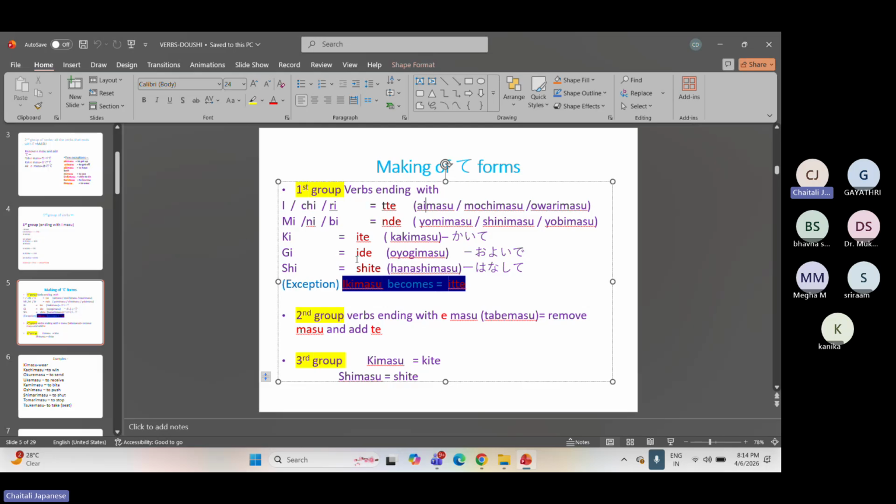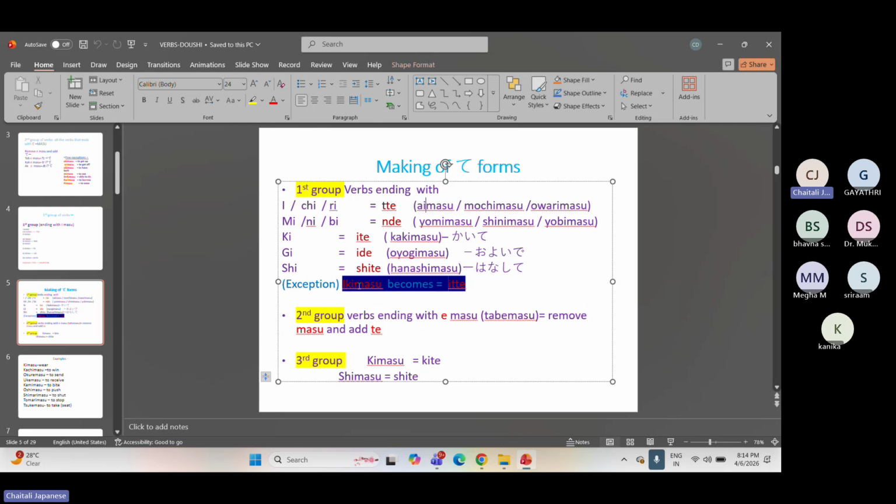Then G will be replaced with ide. So oyogimas becomes oyoide. Hanashimas becomes hanashite. You remove mas, you replace shi with shite. So hanashite. Now, we have one verb which is an exception, that is ikimas.